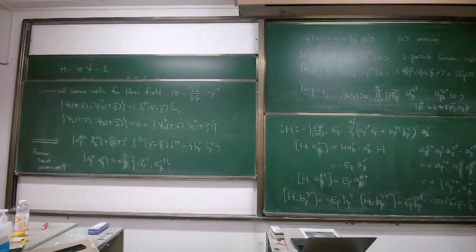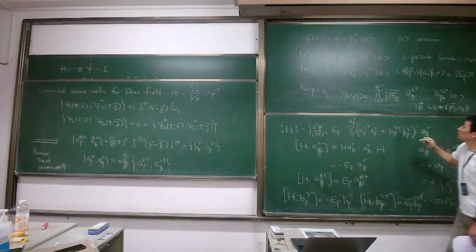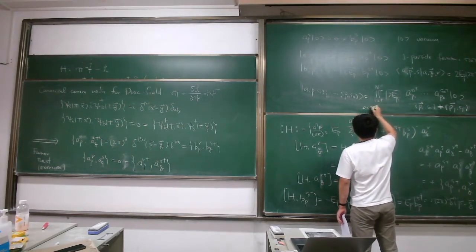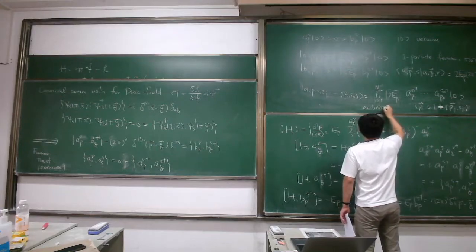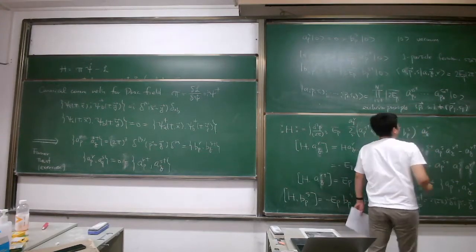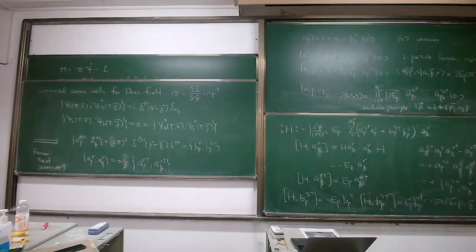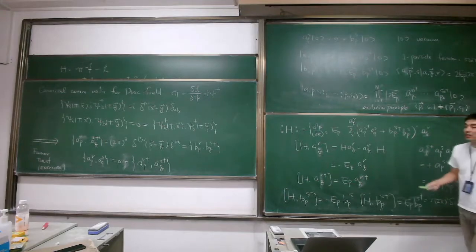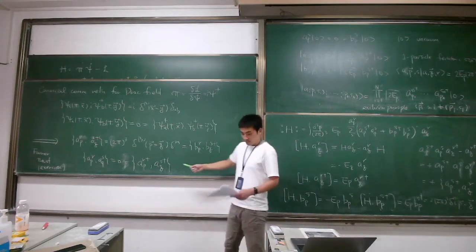If i is not j, this is what the Pauli exclusion principle tells us. Otherwise you get 0. If you act with the same creation operator, you get 0 because of this anti-commutation relation.